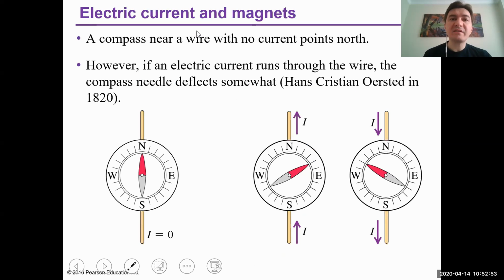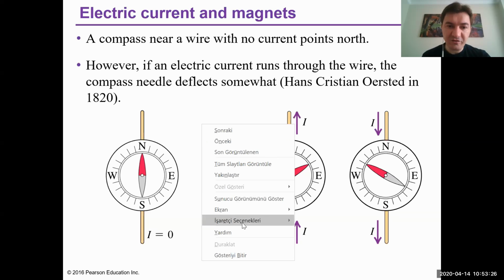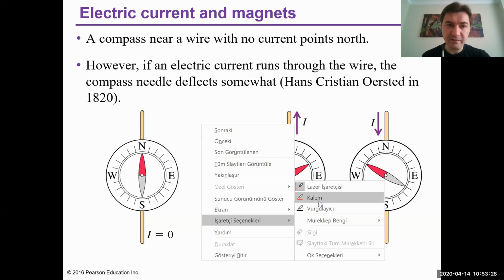Okay, now let's consider the behavior between electric currents and magnets. So here we have a compass, okay? It is showing North Pole. This part of the compass needle is showing North Pole. This part is showing S pole. We have a conducting wire here around the compass. Maybe I should write it like this.